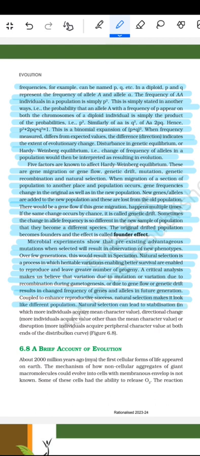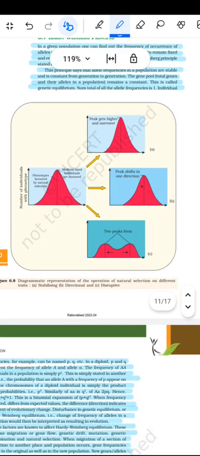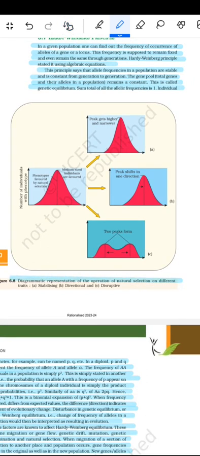Natural selection can lead to stabilization, in which more individuals acquire the mean character value. In directional change, more individuals acquire a value other than the mean character value. In disruption, more individuals acquire peripheral character values at both ends of the distribution curve. Here is the diagrammatic representation of the operation of natural selection on different traits: stabilizing, directional and disruptive.